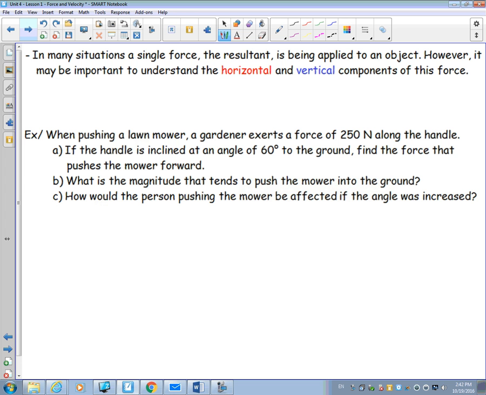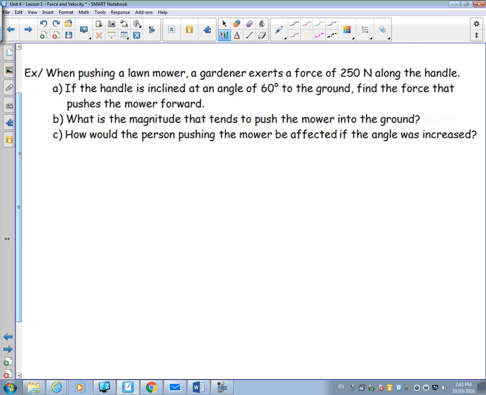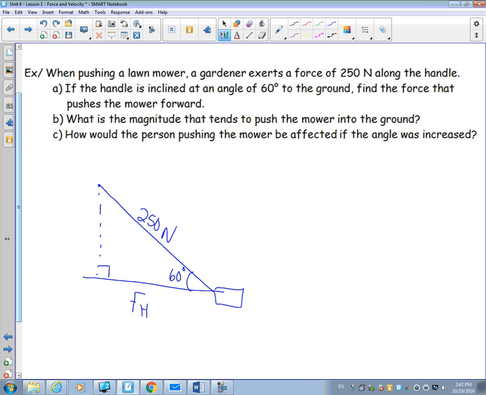Okay, so if we look at the second example here, we're looking at a lawnmower. We have a gardener pushing that lawnmower with a force of 250 newtons along the handle. So if this is my handle, the mower would be down here, and the 250 newtons is going that way. The handle is inclined at an angle of 60 degrees to the ground. So if I think of this as my ground down here, this would be 60 degrees. And I want to know how much force is actually pushing the mower forward. So if I think of this as a right triangle, we call this the horizontal force, FH. And that's really what I'm looking for in part A here.